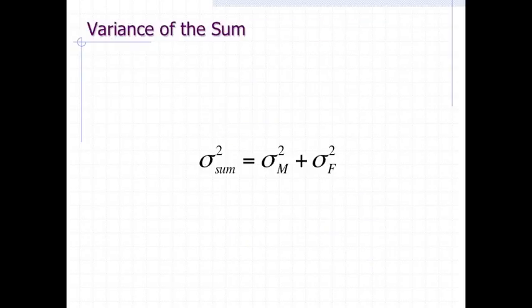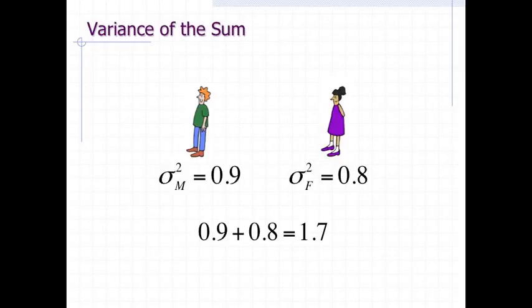After you have done this thousands of times, you compute the variance of the sum. It turns out that the variance of the sum can be computed according to the formula shown here. The first term is the variance of the sum, the second term is the variance of the males, and the third term is the variance of the females. Therefore, if the variance on the memory span test for the males and females respectively were 0.9 and 0.8, then the variance of the sum would be 1.7.